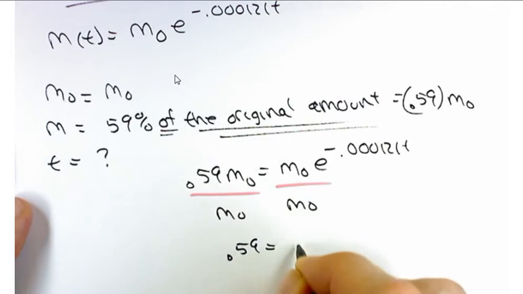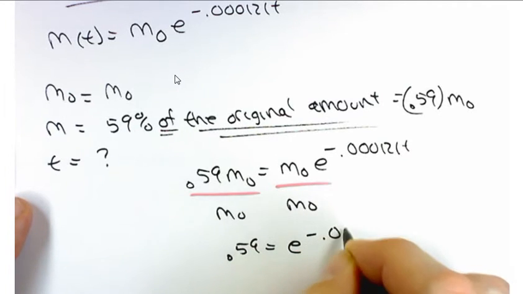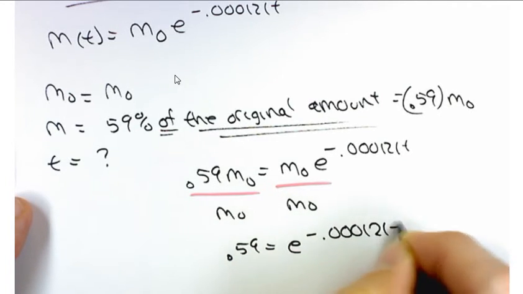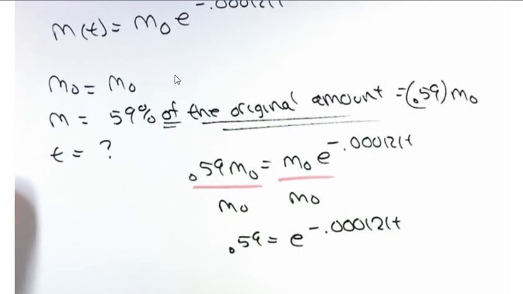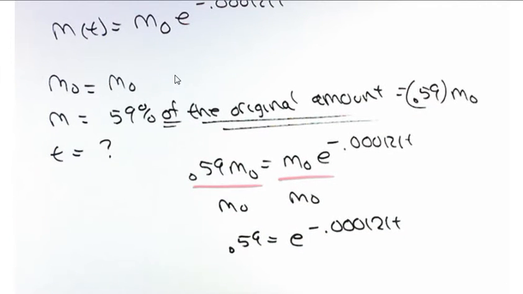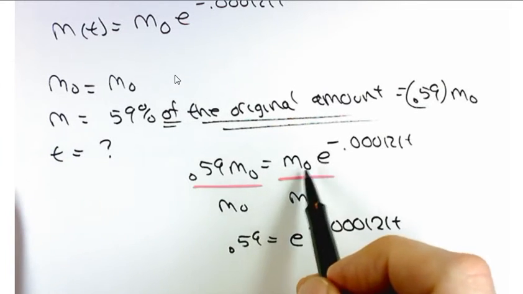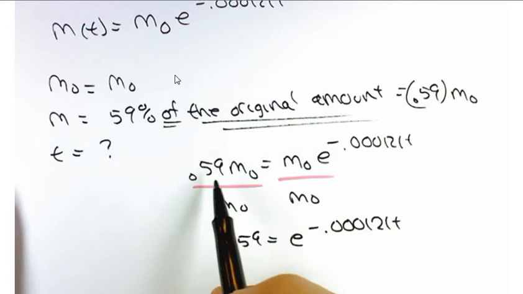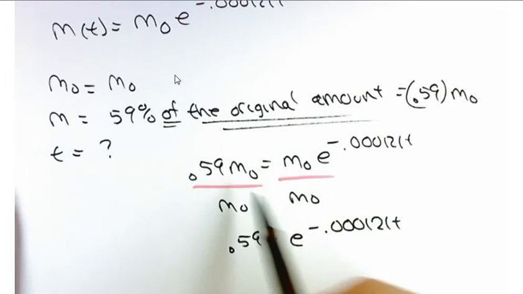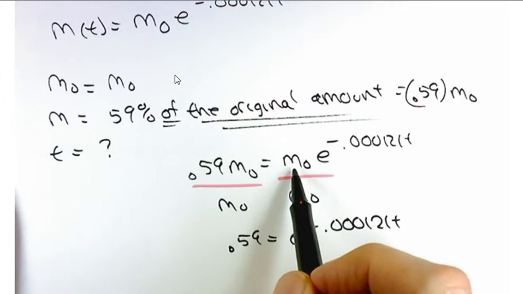So I hinted at this with our bat problem earlier. When we started out with 350,000, we ended up with twice that. I said it really doesn't matter what you started out with. You just know, relatively speaking, what you ended up with. Here we start out with m sub 0. We ended up with 59% of m sub 0. So you're just left with 0.59 equals e to the negative 0.000121 t.